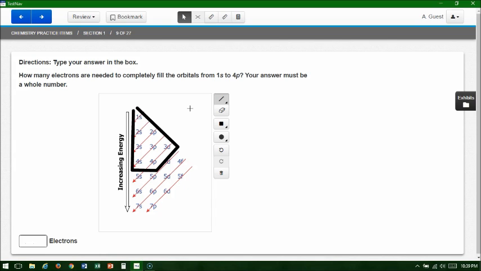So we have 2, 4, 6, 8 for the s orbitals. 6 times 3 is 18. 8 plus 18 is 26. And then plus 10 for the 3d. That's 36 electrons altogether. Now there is an easier way to do this.